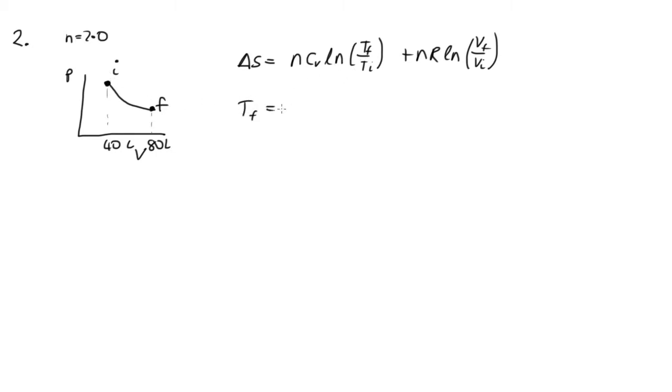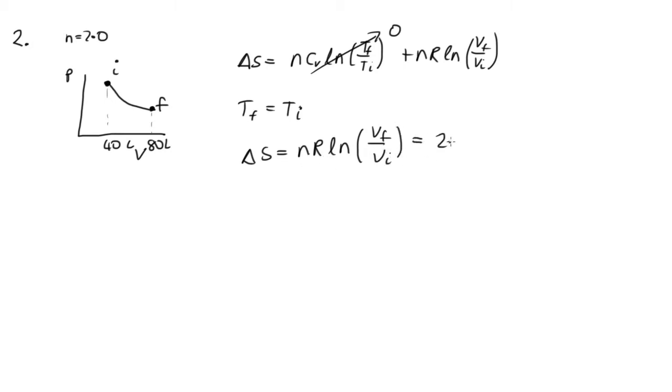So we've got that the final temperature is equal to the initial temperature. That's always true for a free expansion. And so we've got this is log of 1. And log of 1 is 0, so this whole term here is equal to 0. So we've got that our change in entropy is equal to nR times log of the final volume over the initial volume. And these are all things that we know.